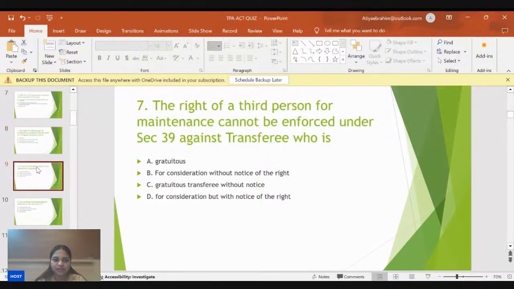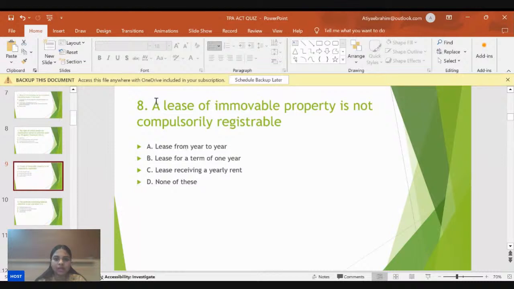Now I'm moving to the next question, question number 8. A lease of immovable property is not compulsorily registrable. Options are: lease from year to year, lease for a term of 1 year, lease which is receiving a yearly rent, none of these. So among these, which one is not compulsorily registrable? Please write your answer in the chat box for 8. Okay, so 8D, none of these. The answer is correct.